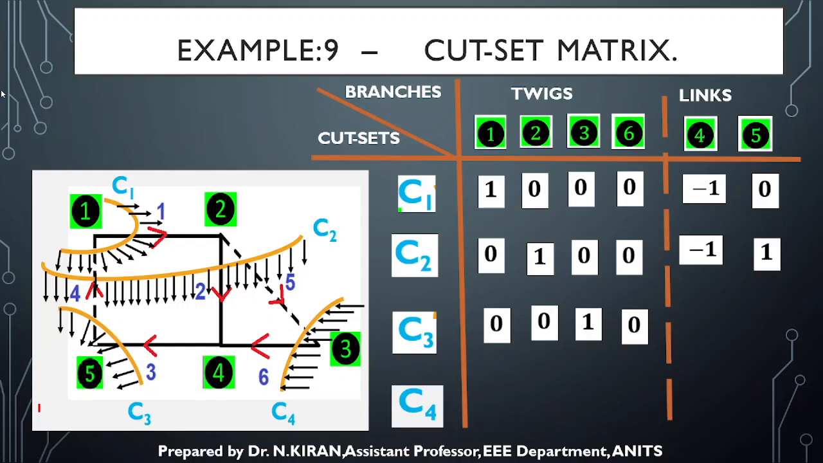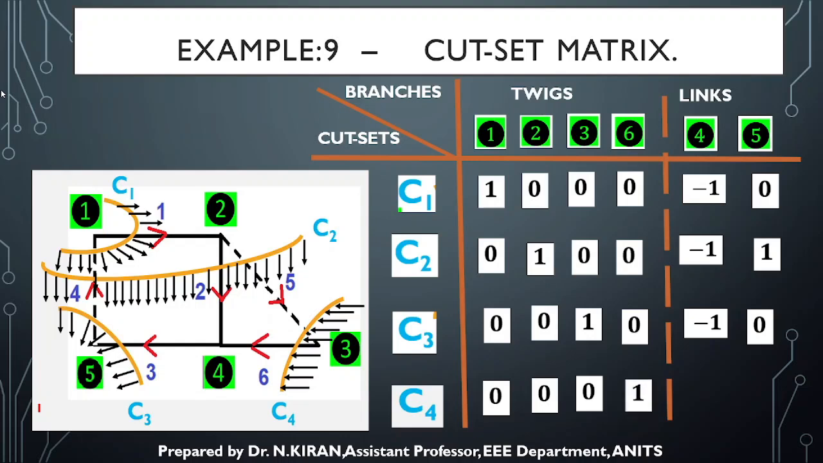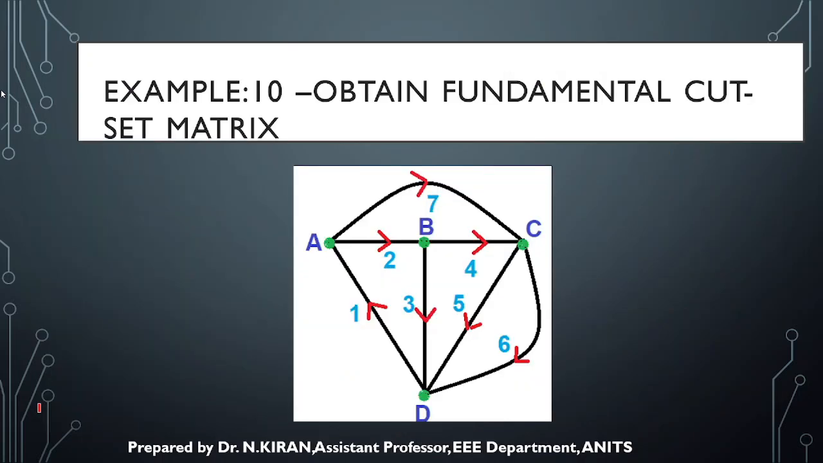The fourth link is in the opposite direction as cut set C3, so -1. And the fifth one is nowhere related to my cut set C3, so it is 0. Coming to the last cut set C4, twigs 1, 2, 3 are nowhere related to cut set C4, so they are 0. Next, the sixth twig is in the same direction as cut set C4, so +1. The fourth link is also nowhere related to cut set C4, 0, and the fifth link is in the opposite direction as C4, so it is -1. So this is how I constructed the cut set matrix for this example.